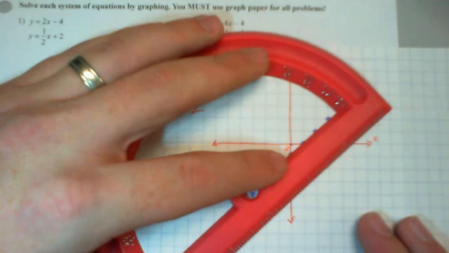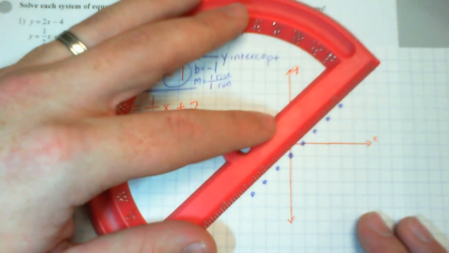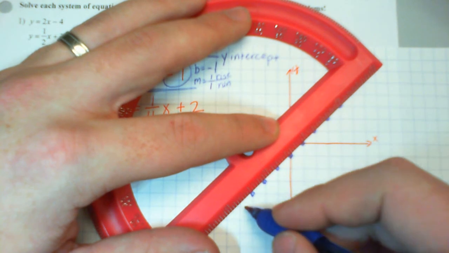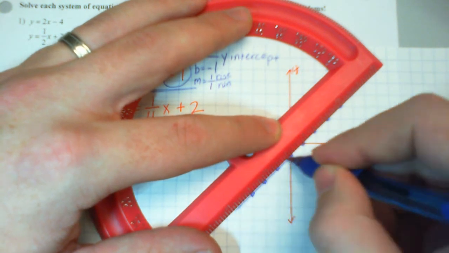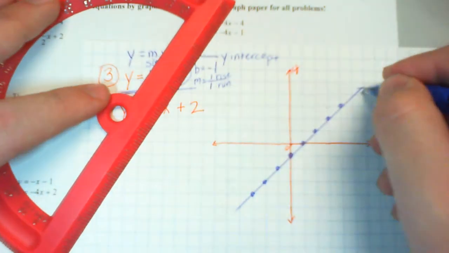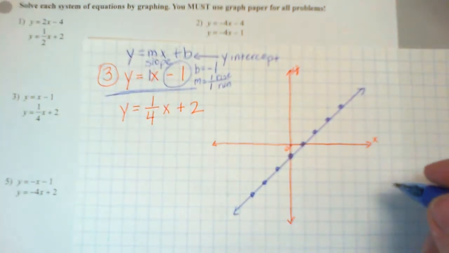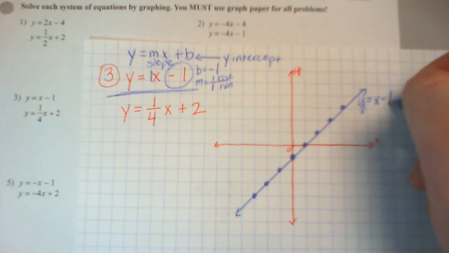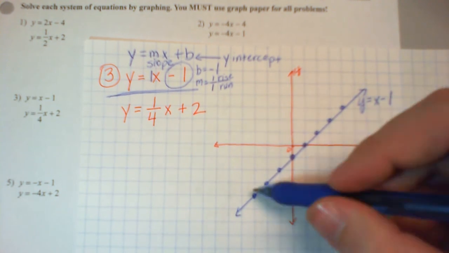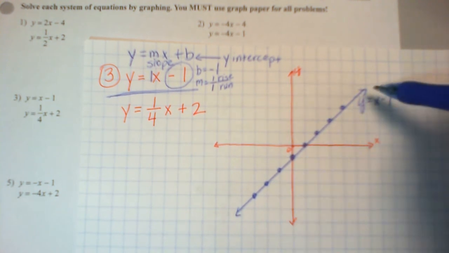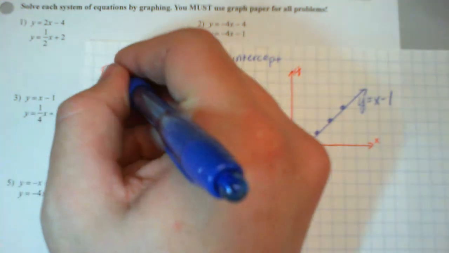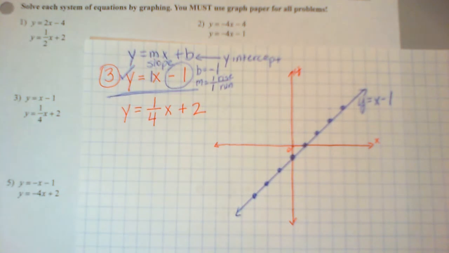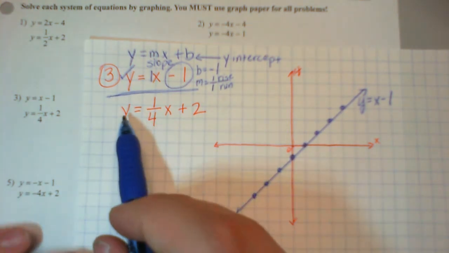Then I'm going to take a straight edge, a protractor, a ruler, something in that area, and I'm going to line these dots up and connect them. This is the line for this equation, and I'm simply going to write y equals x minus 1 for this line, because this is the equation that represents this line. Now I've completed the first one, so I can check mark that. So now I go to the second one.